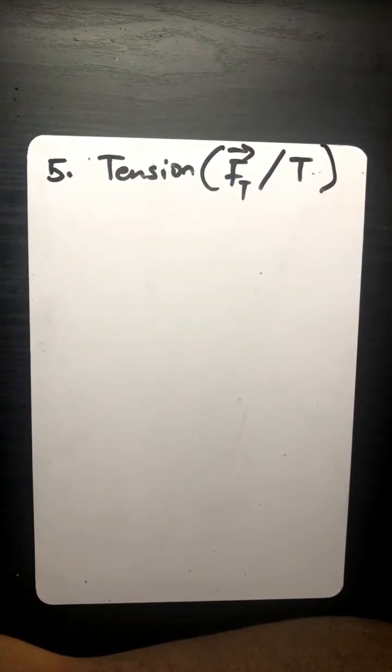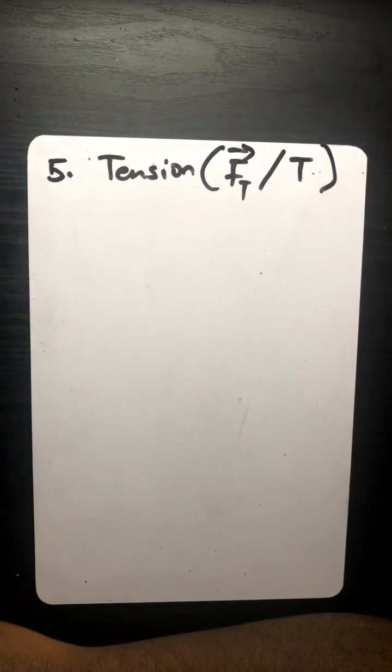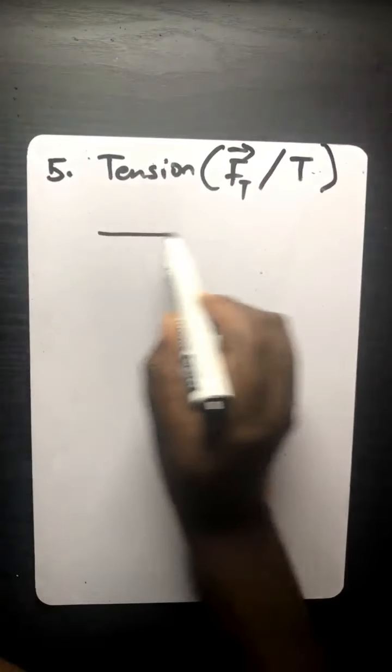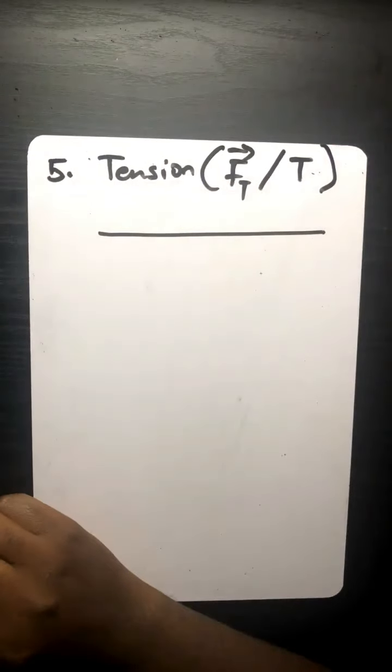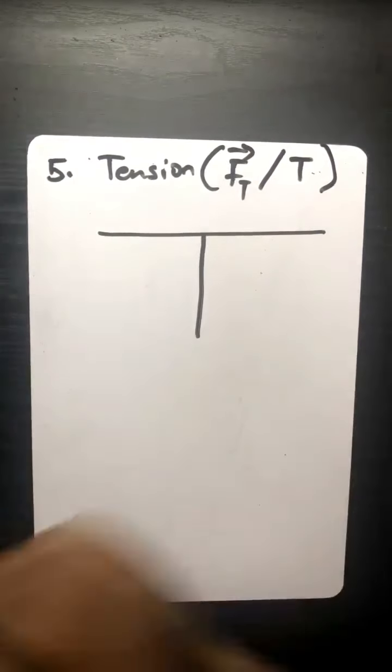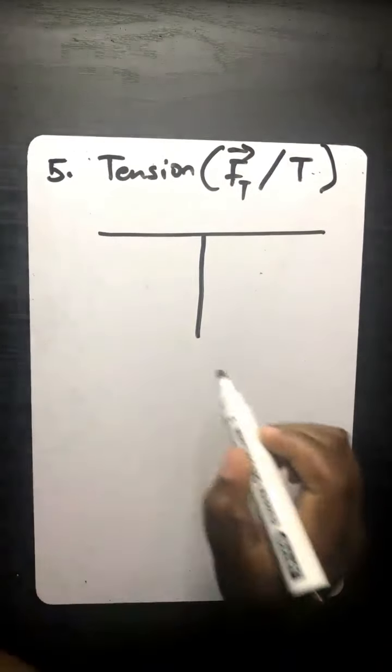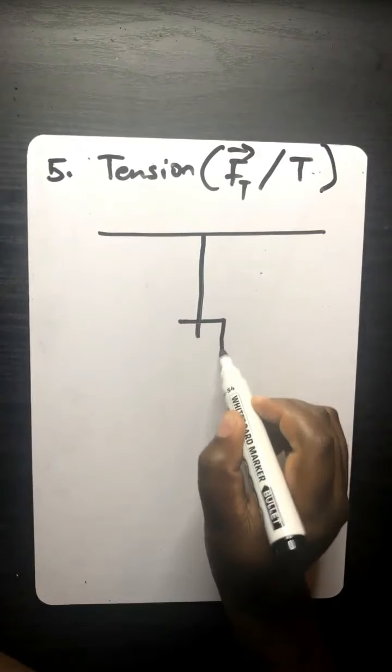So guys, when an object is pulled by a rope, not necessarily a rope, it could also be a string or a cable, or hanging from a ceiling, very much important, ladies and gentlemen, the rope or whatever object it is applies a force on the object. So let's say there's a ceiling. Then we have a rope. And then we've got, let's say, an object.